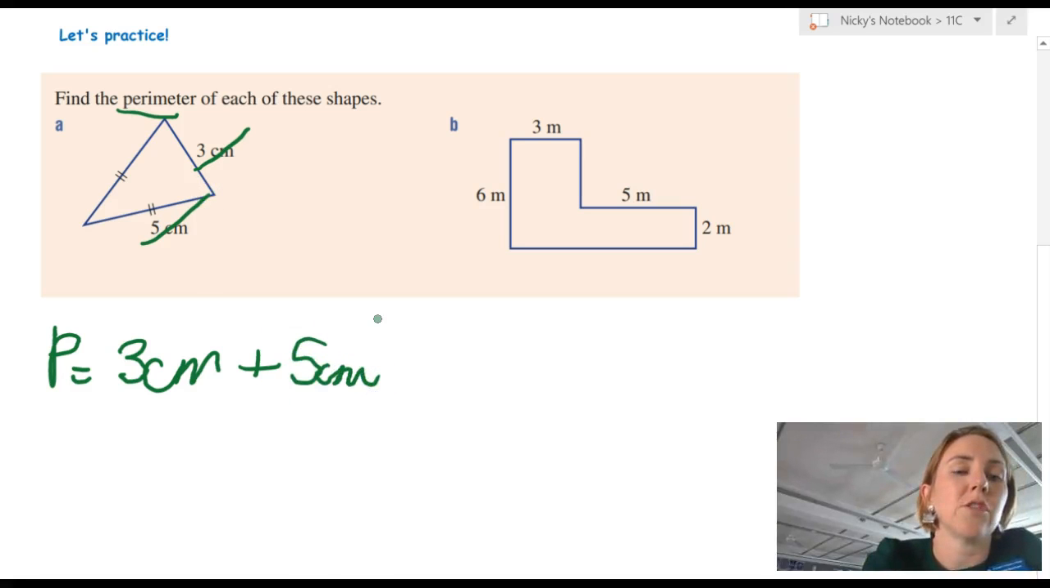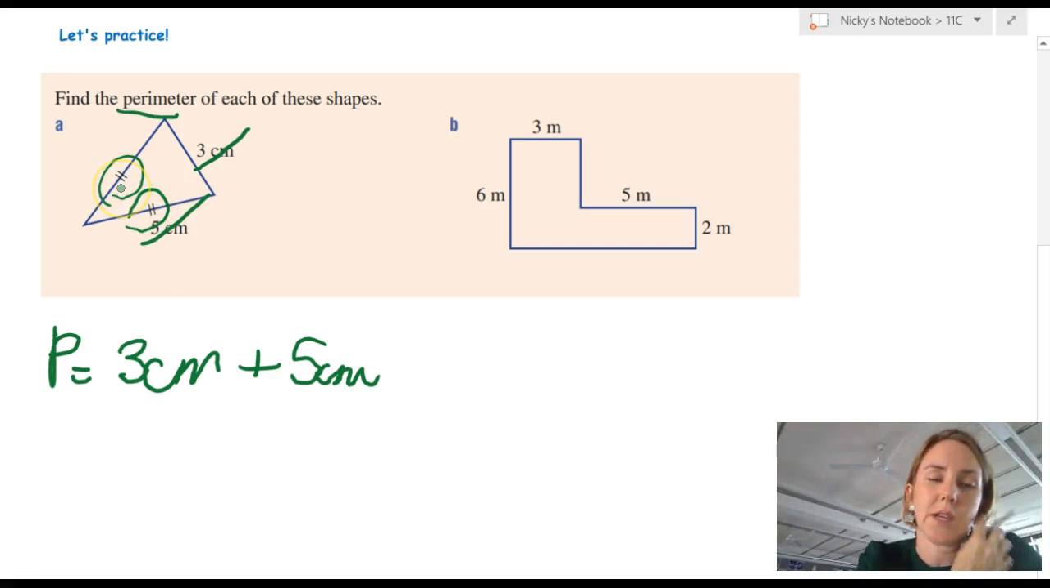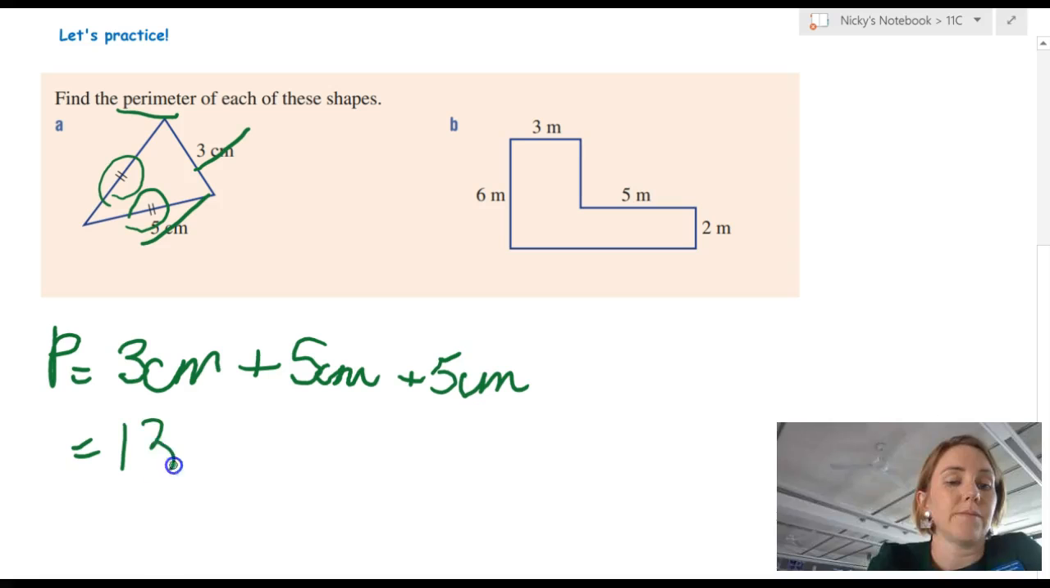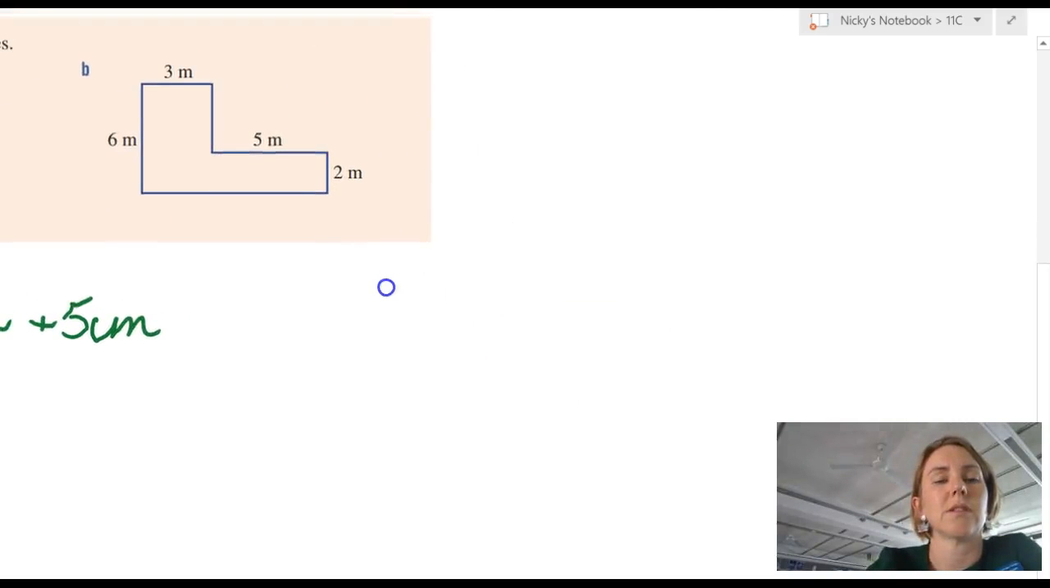But this length has no label, but it does have a clue. Because these two have the same symbol, it means that they are the same length. So that's another 5 centimetres there. Altogether we've got 3 plus 5 is 8 plus 5 is 13 centimetres. Easy peasy.